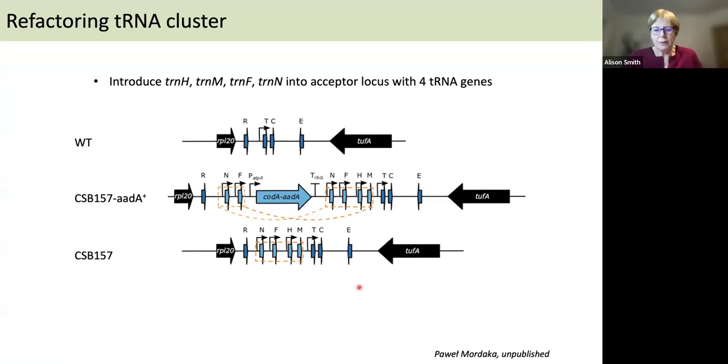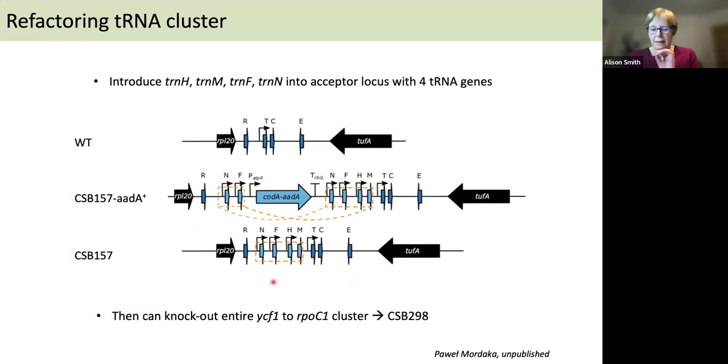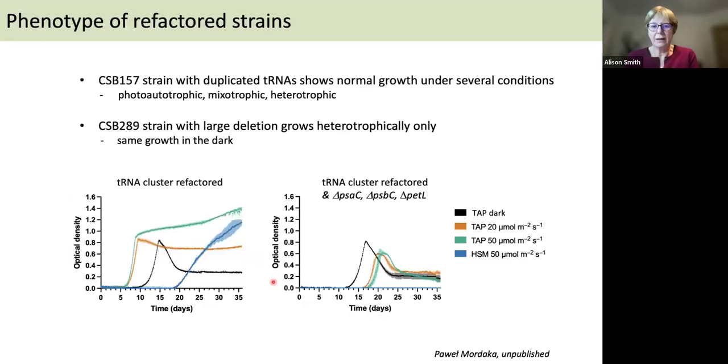And it's worth pointing out that here, in this case, we've actually got 2 copies of these 2 tRNA genes in this locus and in the donor locus. We've actually got 3 copies of the N and F tRNA genes. Here, we've now just got 2 copies of those 4 tRNAs. It then enabled us to try to knock out the entire cluster, and that was successful as well.